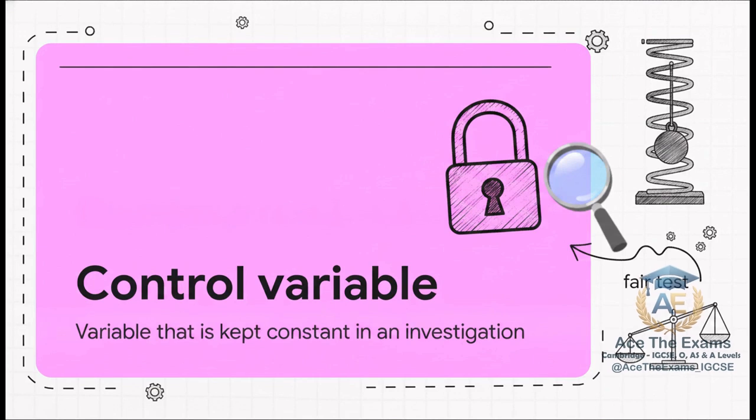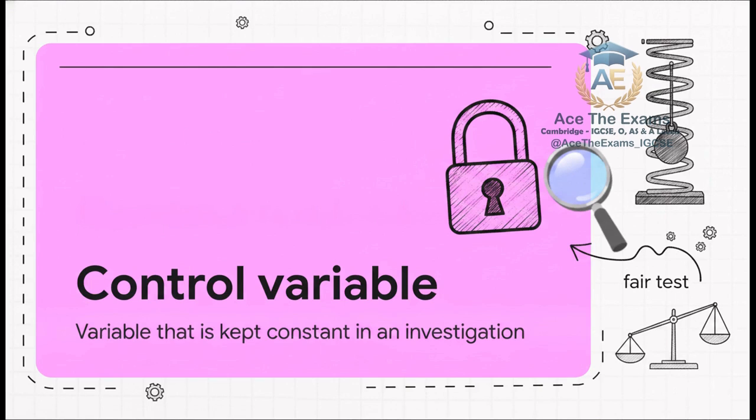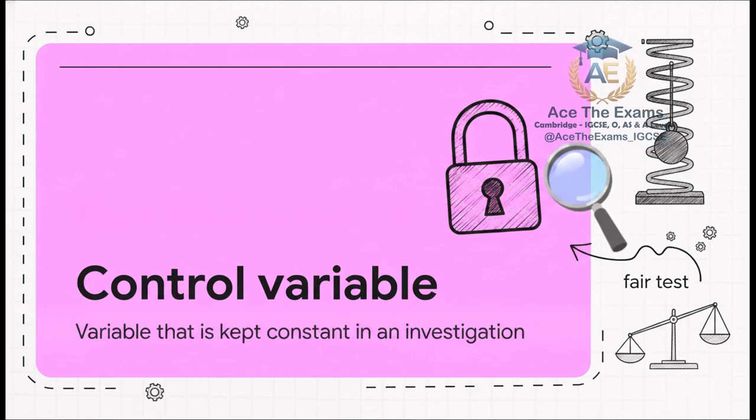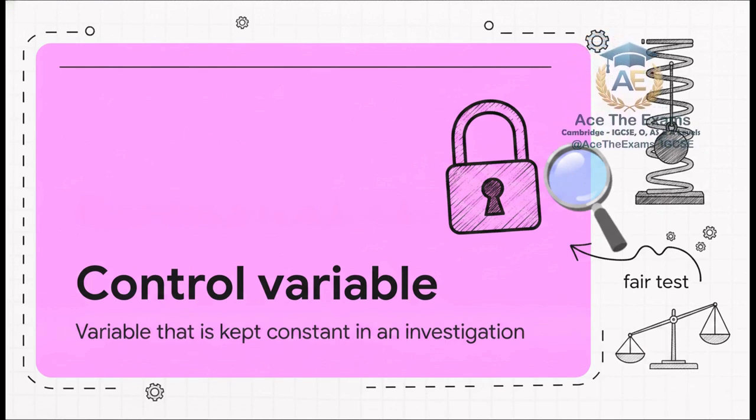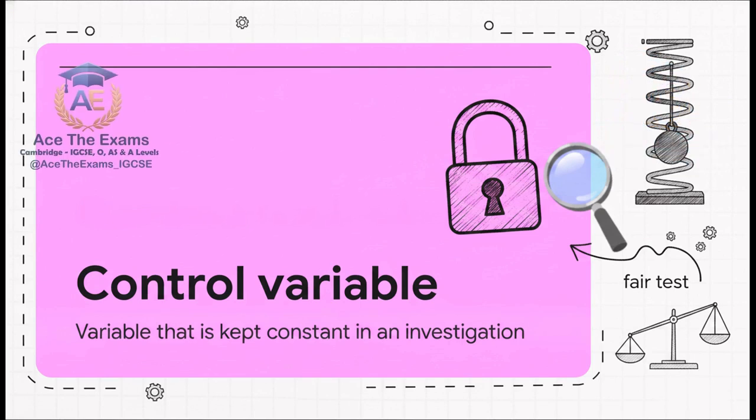And to make sure your results actually mean something, we have the third actor, the control variable. This is any factor you must absolutely lock down and keep constant so it doesn't secretly affect your dependent variable and completely ruin a fair test. If you change the stiffness of the spring halfway through your Hooke's law experiment, or if the room temperature drastically changes and affects the metal, your data becomes completely invalid. The examiner wants to see that you know exactly what needs to stay the same.